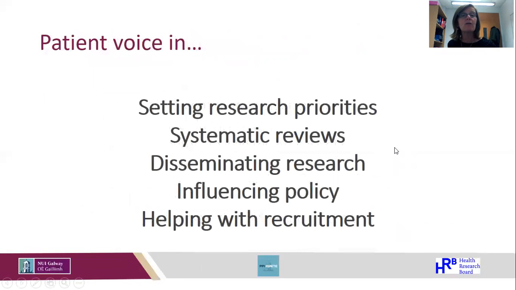So there are many other places in the research cycle where the patient voice should be included and can influence what's happening. Setting research priorities right at the very start. Really important role in systematic reviews, where you have your patient voice in setting your review outcomes, in interpreting your review data, and in helping you write conclusions from what you have found in the research. In disseminating research, but again, it has to be with contributors that are being part of your research process. There's a danger of it being tokenistic otherwise. And again, your PPI contributors who have worked with you can play an important role in influencing policy change and, as we mentioned, helping with recruitment.